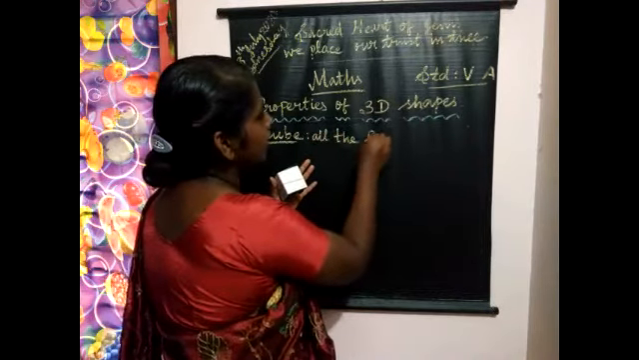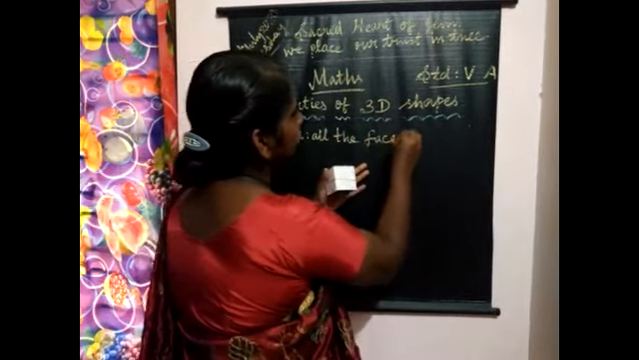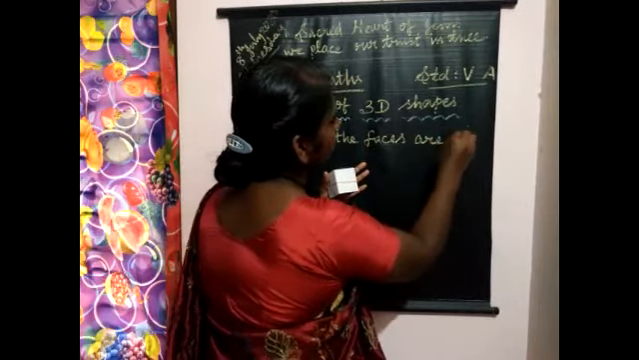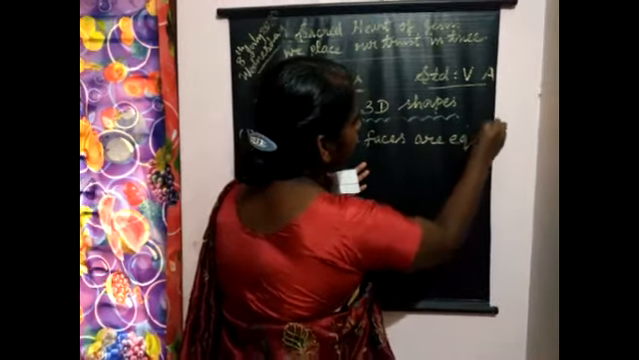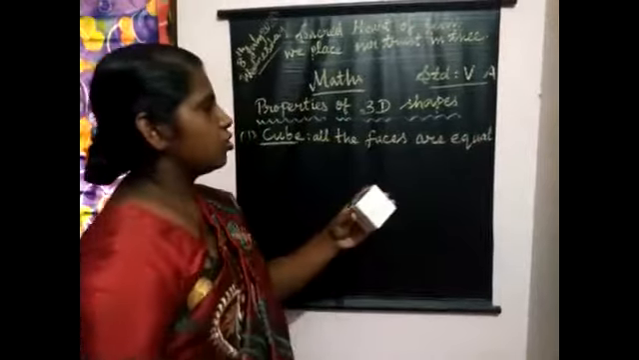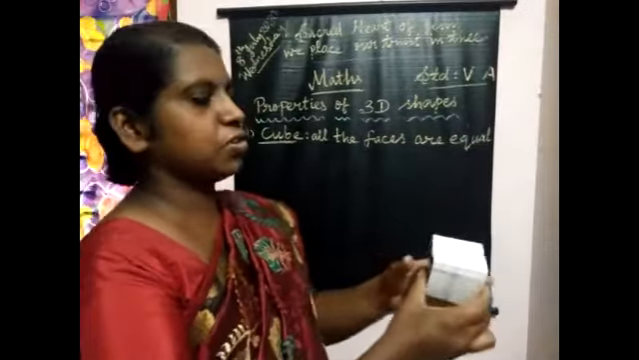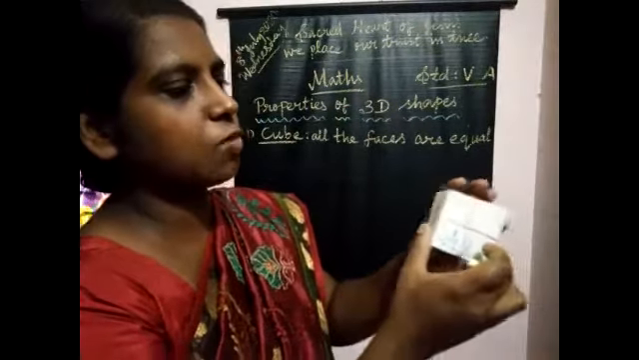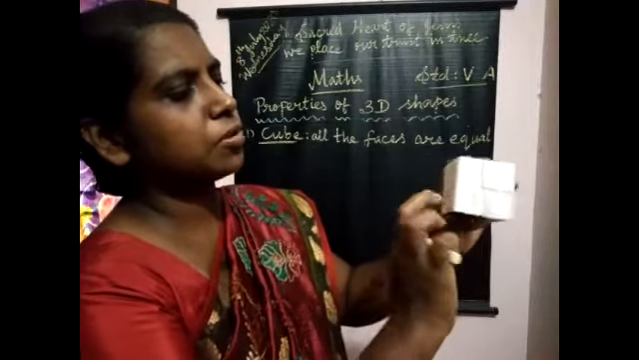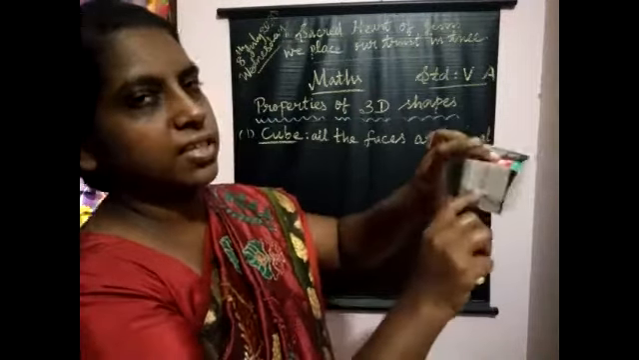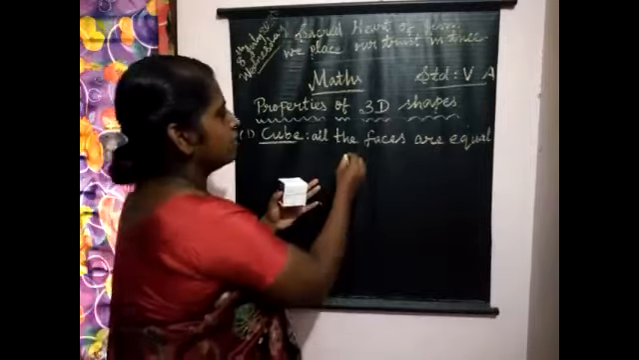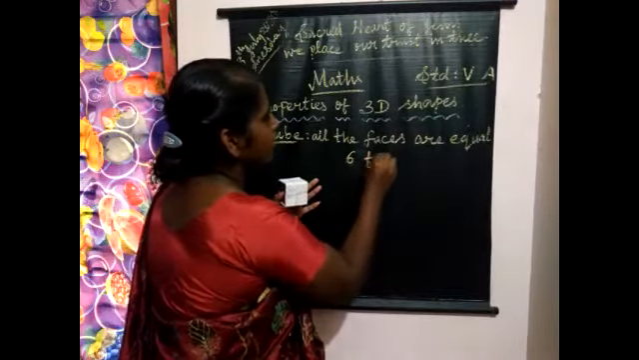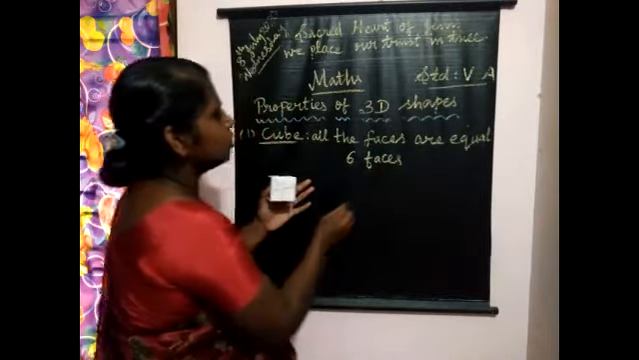How many faces are there is the next question. Can you count and tell me? 1, 2, 3, 4, 5, 6. So 6 faces are there. Therefore 6 faces, and these 6 faces are equal to each other.